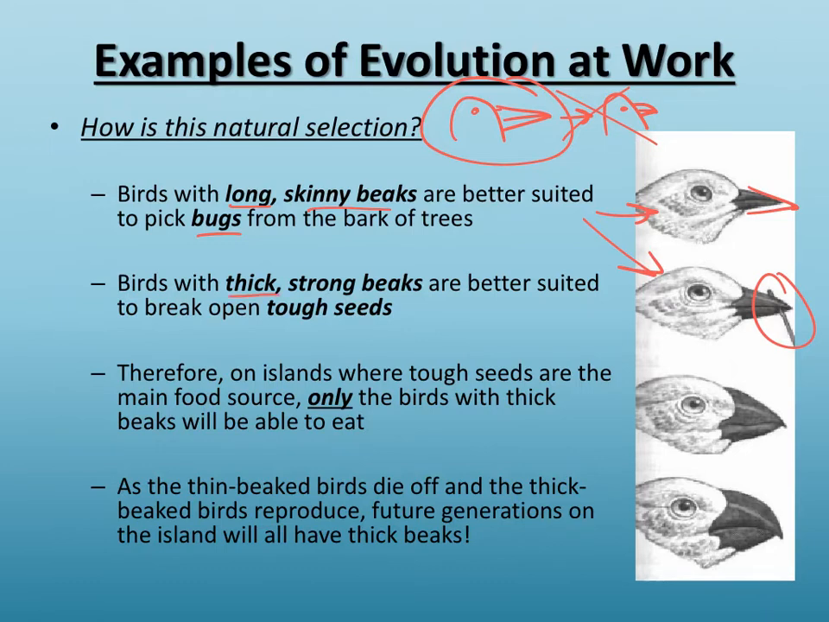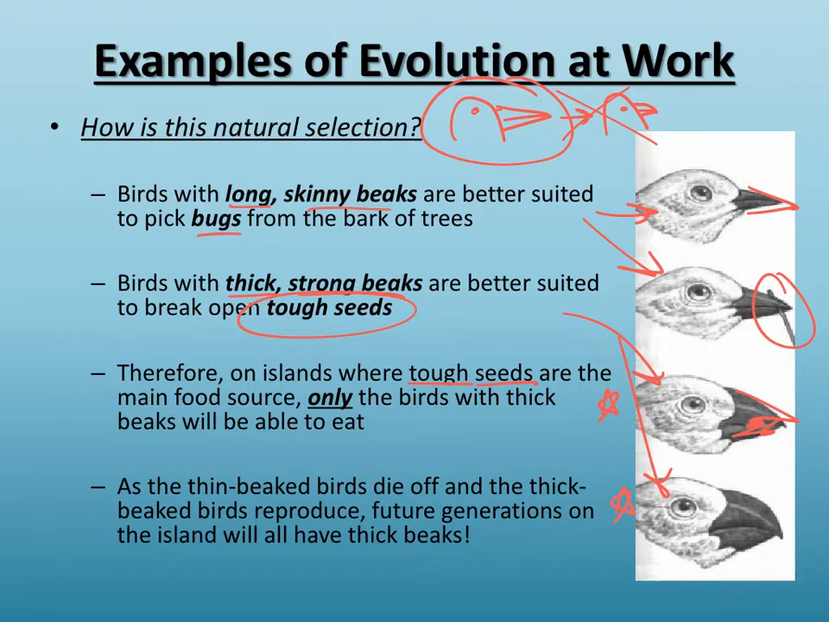But birds with thick, strong beaks, like these we see down here, they aren't very good at picking bugs out of tree bark. They can't handle a little tool. Their beak doesn't fit into a hole. But what they can do is they can use brute force and break open seeds.